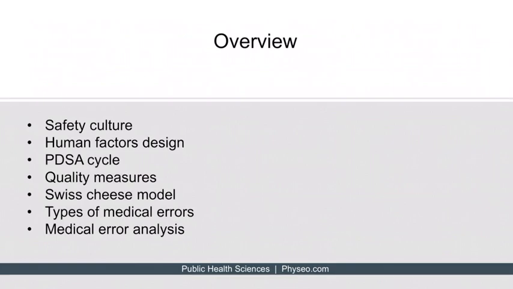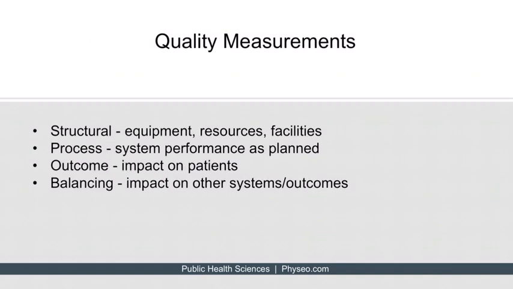All right, moving on, our next topic on the list is quality measures. There are 4 main measures of the impact of a quality improvement change: structural, process, outcome, and balancing. Let's walk through each of them using a specific example. Let's say you're trying to improve infection rates in post-operative care by increasing perioperative antibiotic use.